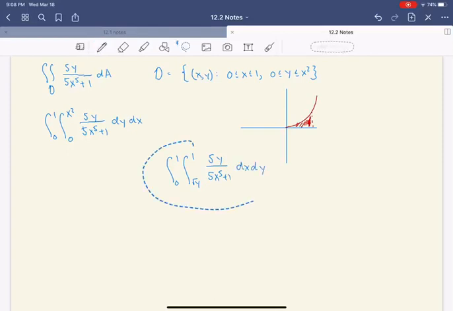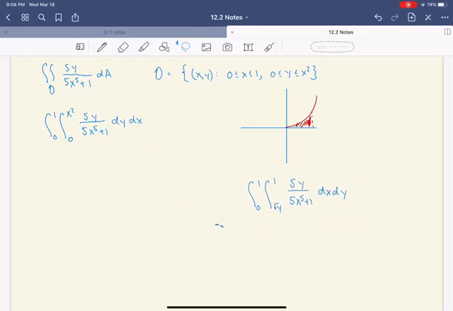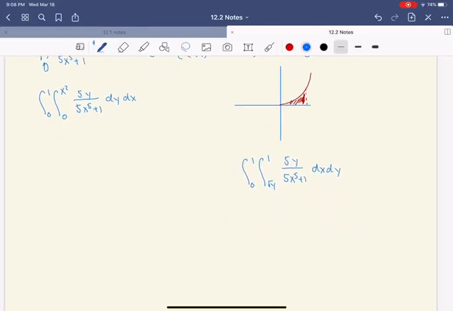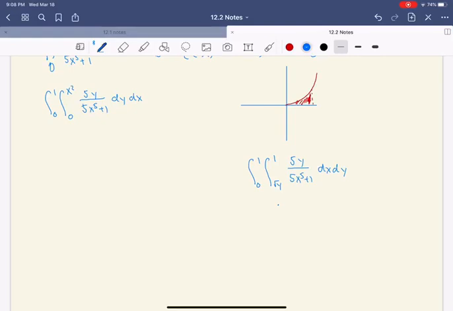Now, this integral, I don't think we can evaluate. At least not easily. Okay, but this integral will be easy to evaluate. This one that we have over here. So let's go ahead and do that.